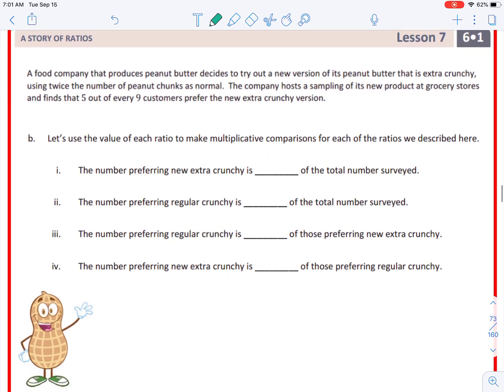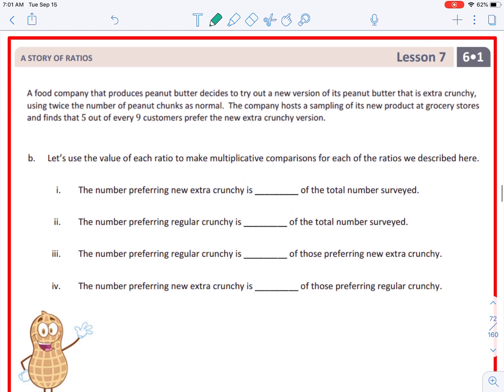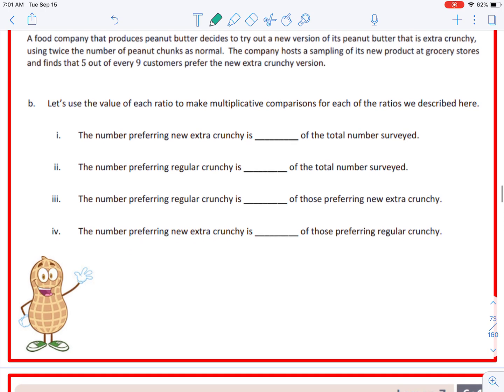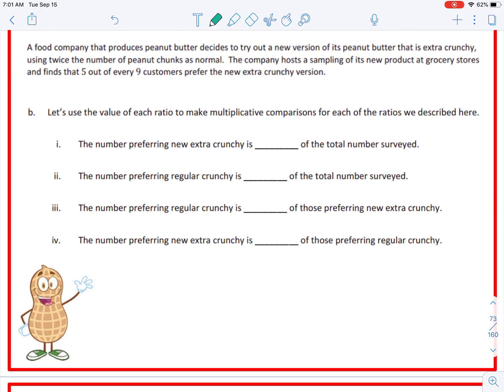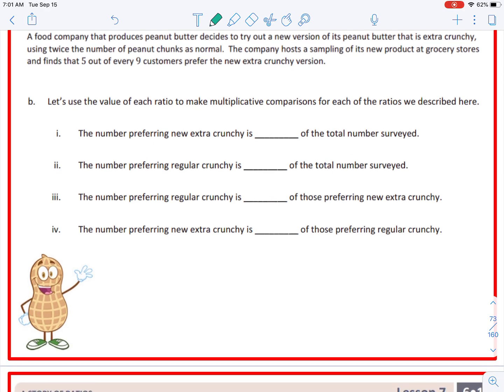Now let's look at letter B. This says, let's use the value of each ratio to make multiplicative comparisons for each of the ratios we describe here. So the number preferring new extra crunchy is blank of the total number surveyed.